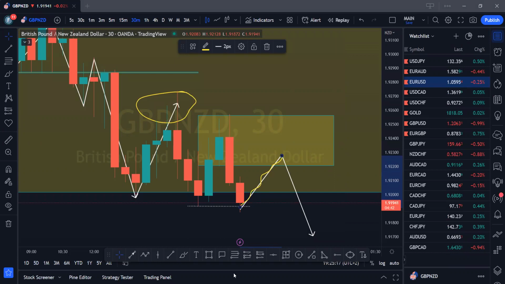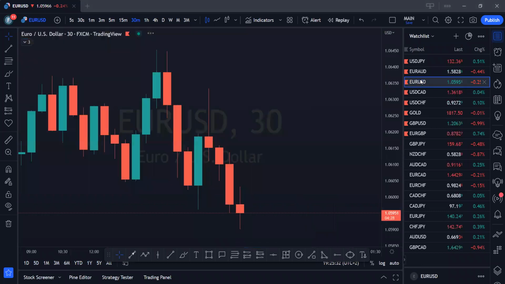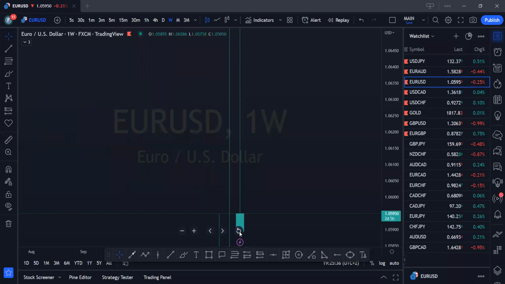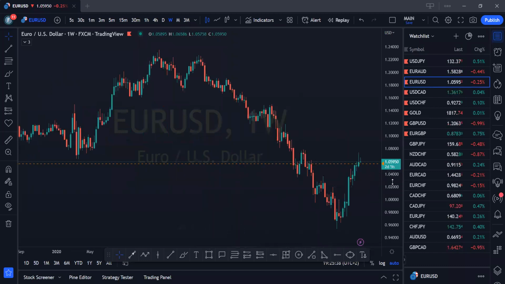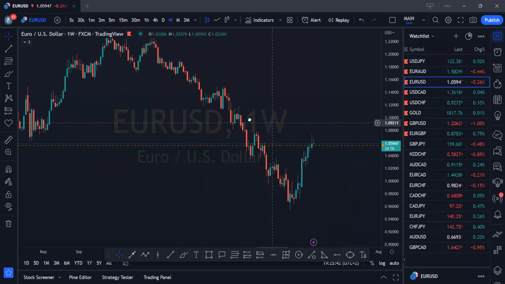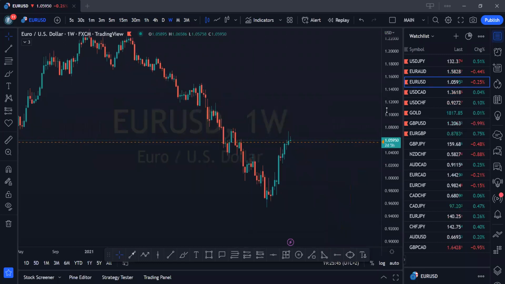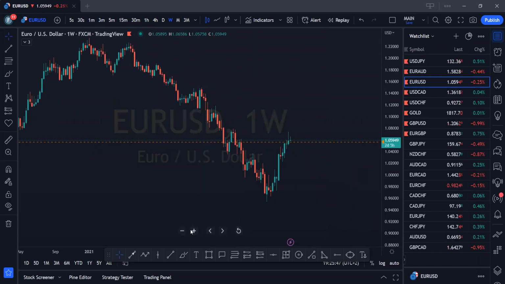All right, good. So Rosalind said we should check out major pairs, EU, GU. So let's check out Euro USD. As always, we want to go to a higher time frame. So this is a weekly time frame, like so. And then we've been checking out Euro USD for a while now.